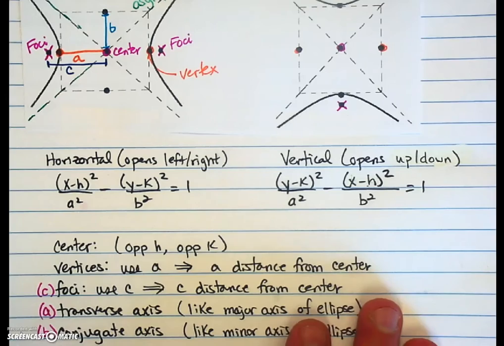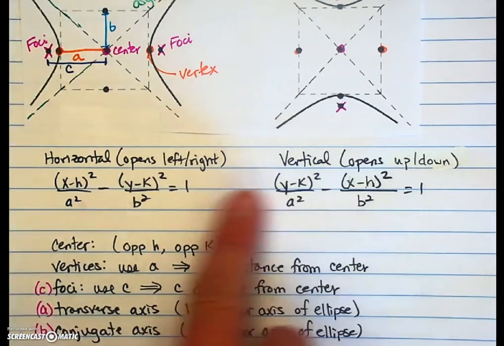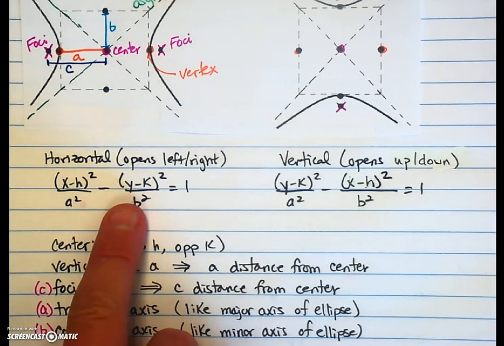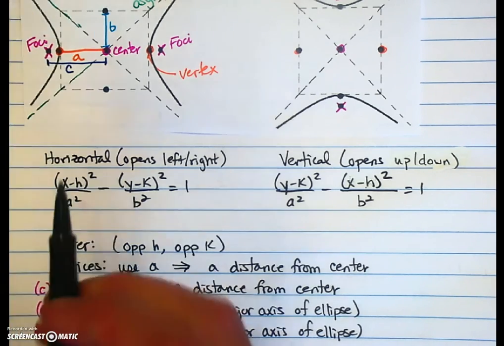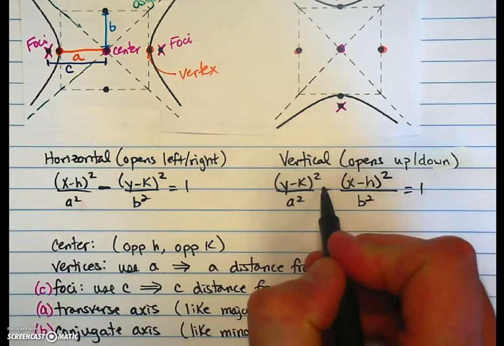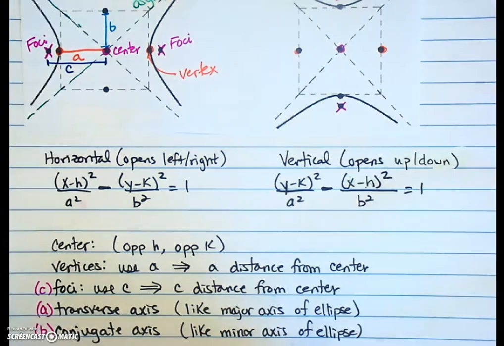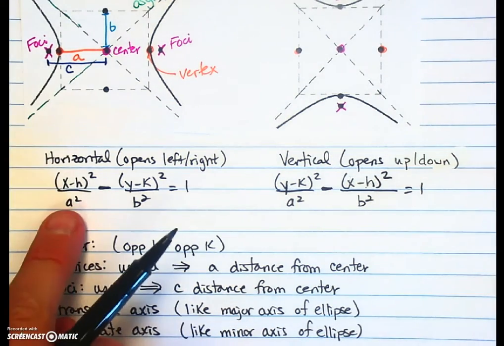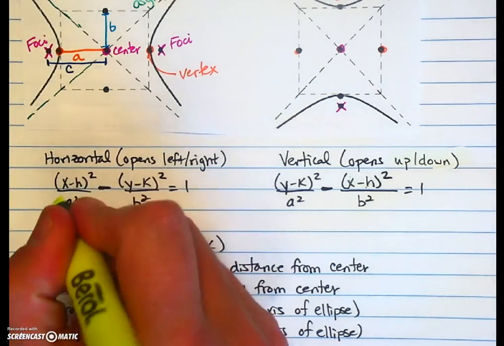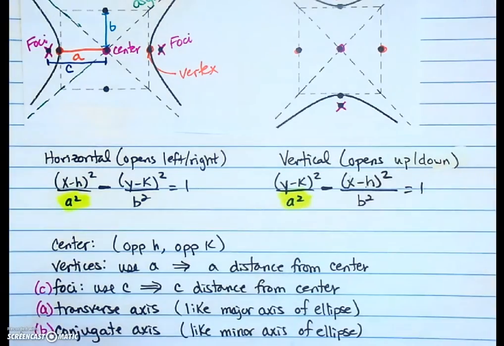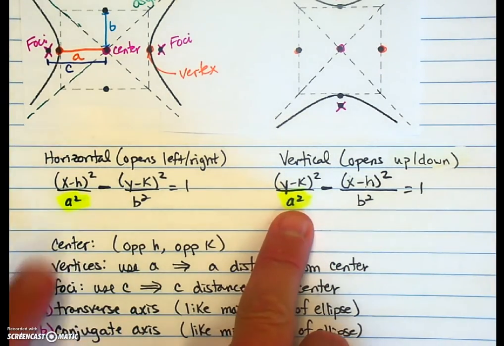If you'll notice, the standard forms here look very similar to what we did for an ellipse, but notice that it's a minus here. This is a minus, not a plus now. That's the major difference for a hyperbola. It's a minus, not a plus. And then also notice the a squared is always the positive denominator.